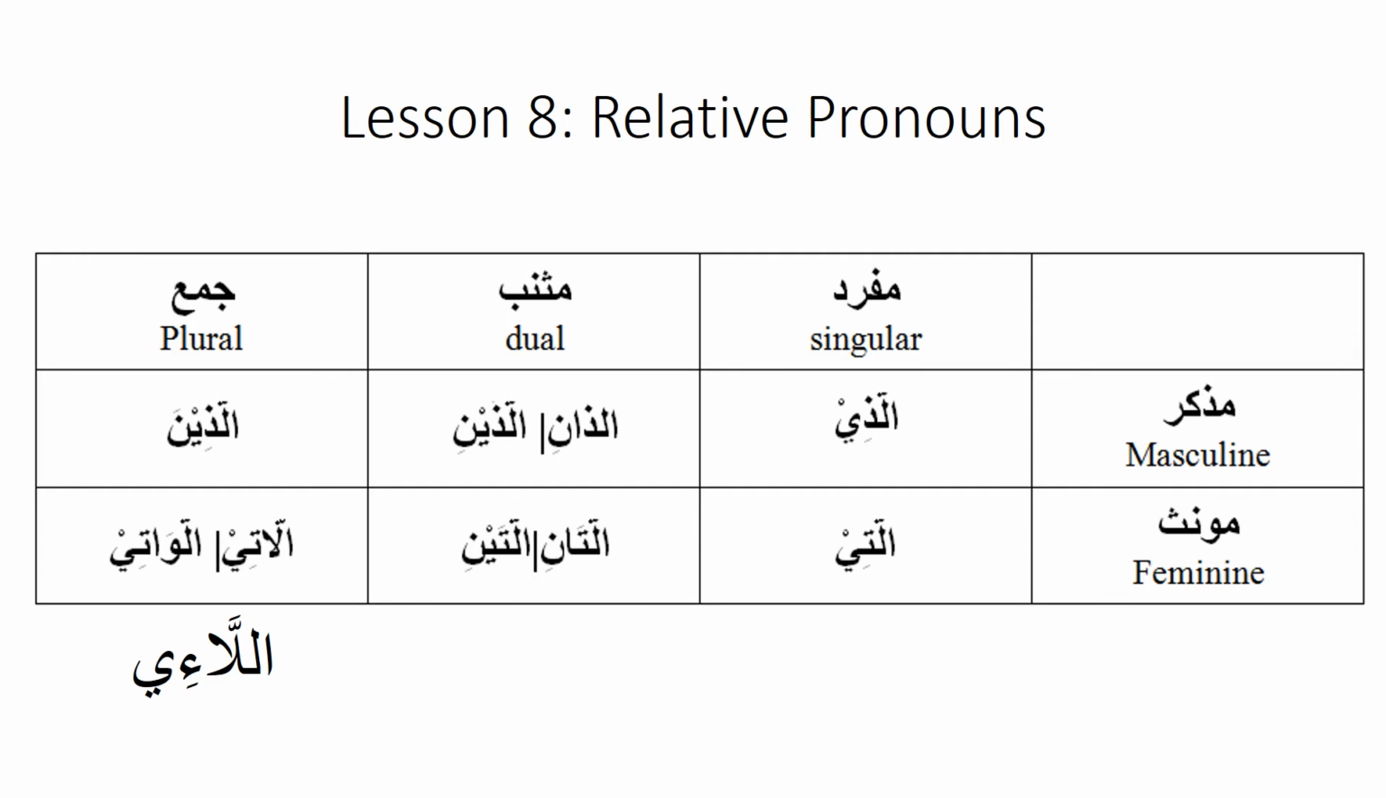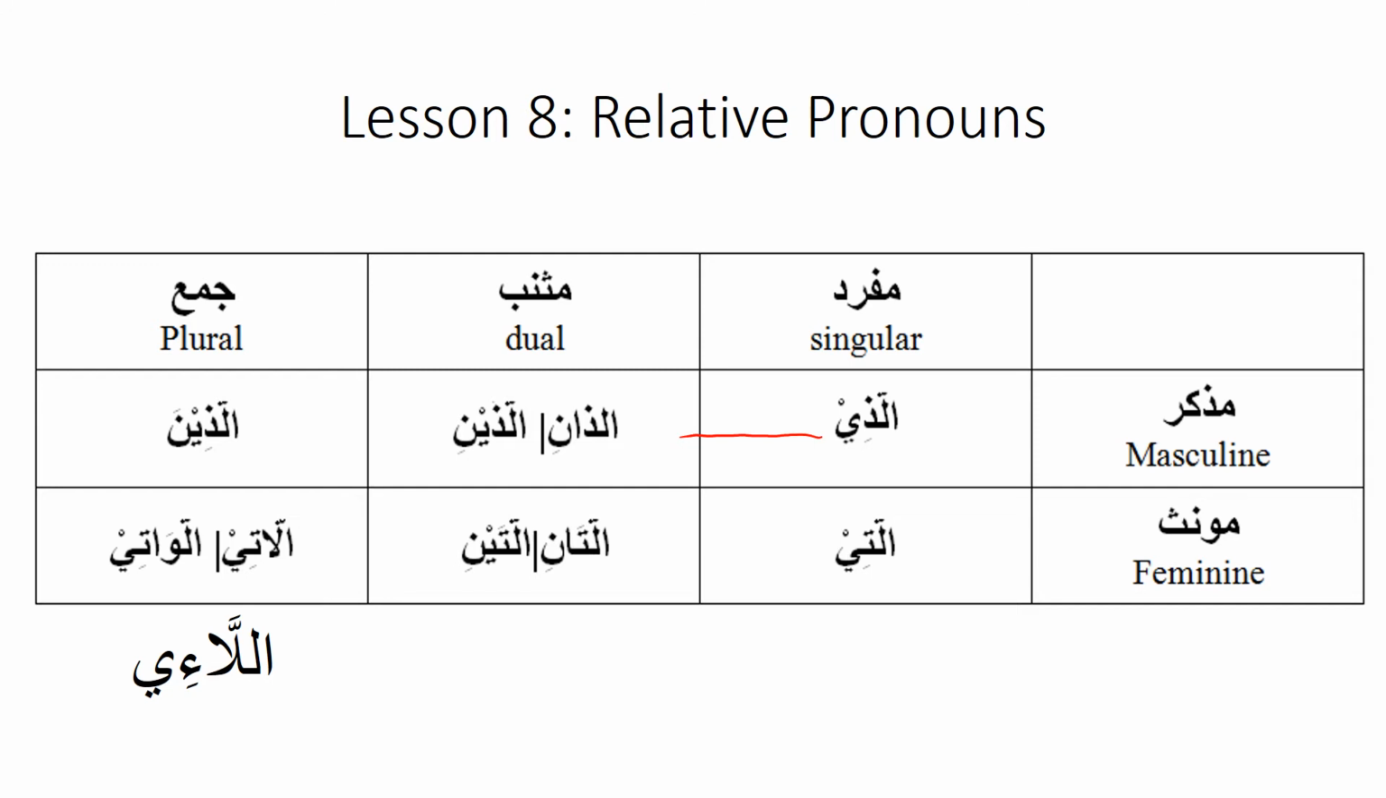Lesson 8 is about relative pronouns. So what is the purpose of a relative pronoun? It's when you are describing something with a sentence, so you need something to connect the word and the sentence together. So alladhi, you're giving more information about that thing, and then after alladhi you'll have a sentence or a phrase or something. So alladhi means the one who, or the, who, etc.